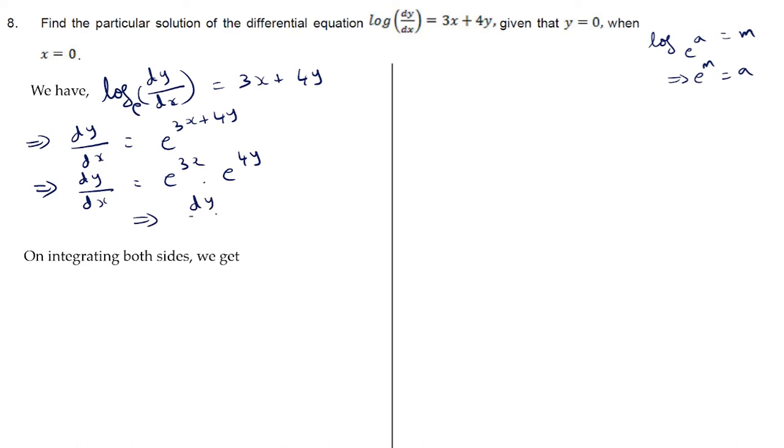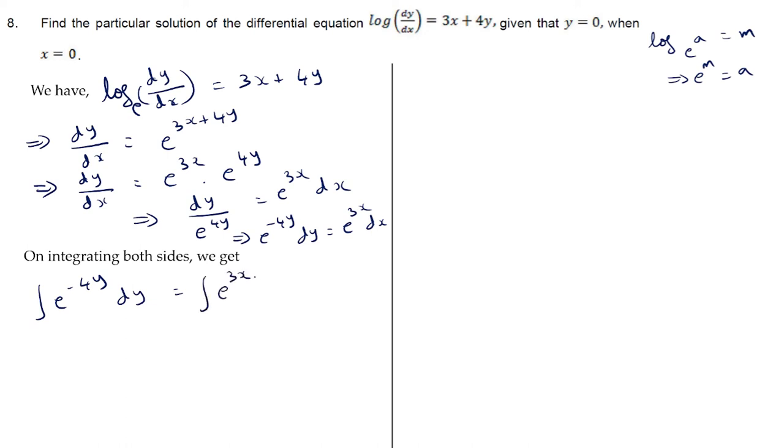So from this we have dy/e^(4y) equal to e^(3x) dx. So on integrating both sides, this dy/e^(4y) is written as e^(-4y) dy equal to e^(3x) dx. Now we can integrate both sides. We get integral e^(-4y) dy equal to integral e^(3x) dx. So integral e^(-4y) dy is e^(-4y)/(-4) equal to integral e^(3x) dx, which is e^(3x)/3 plus c.